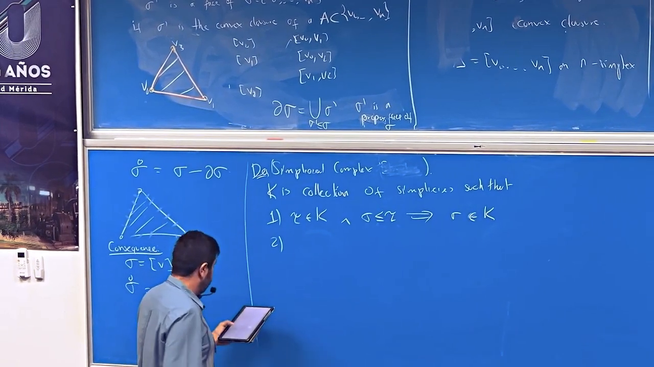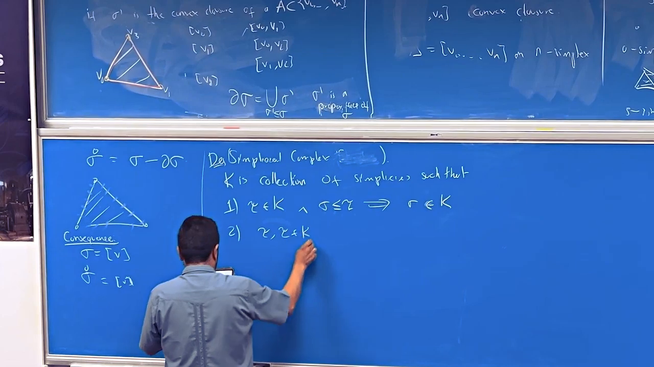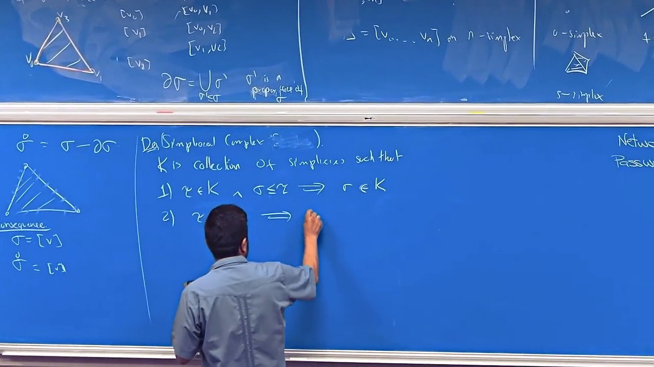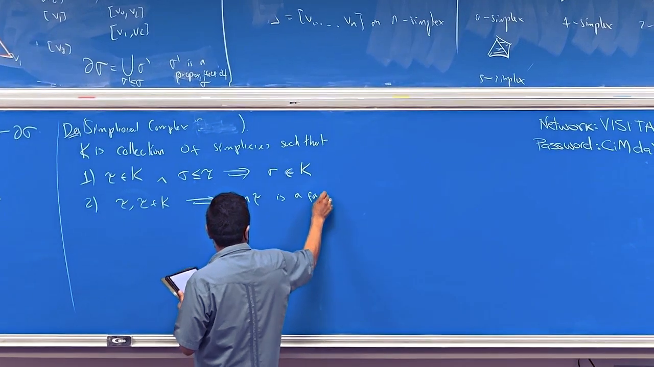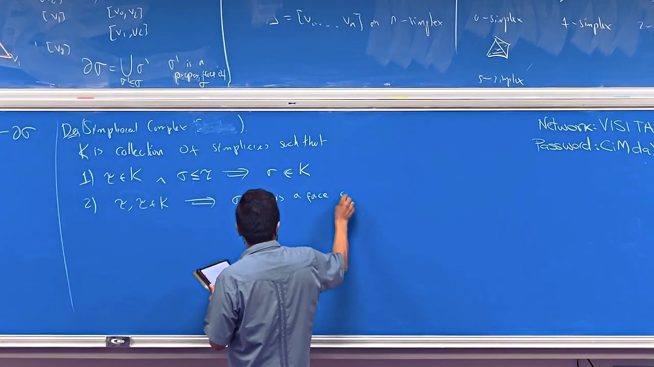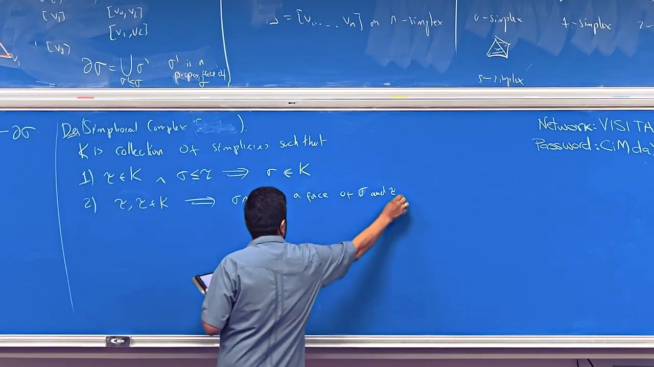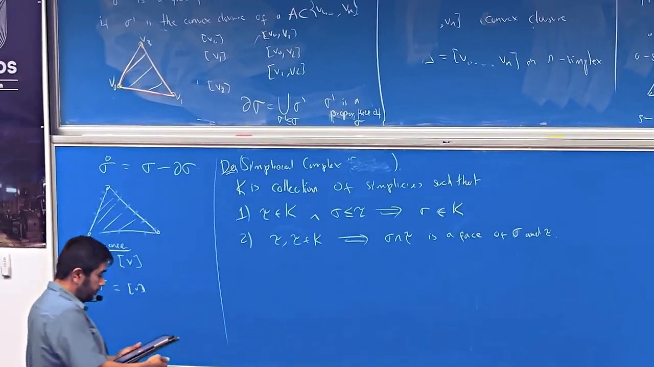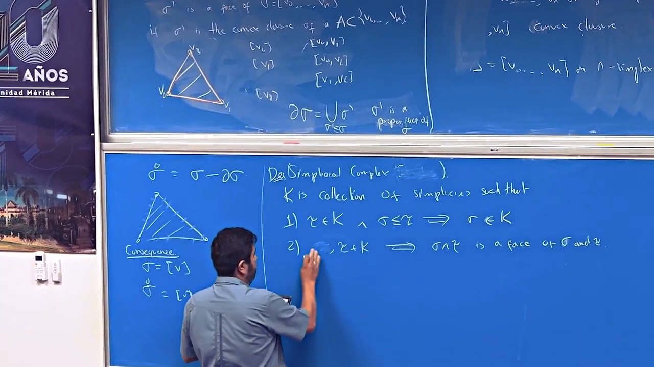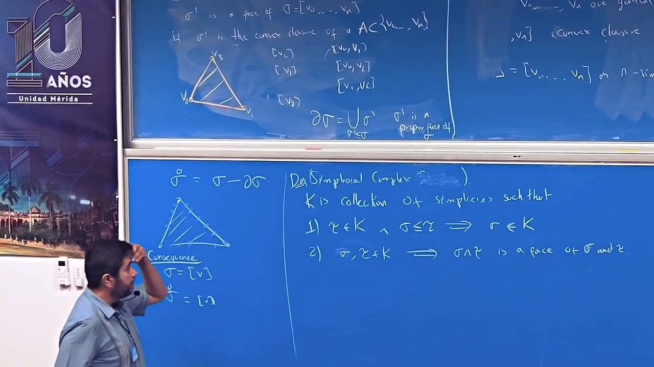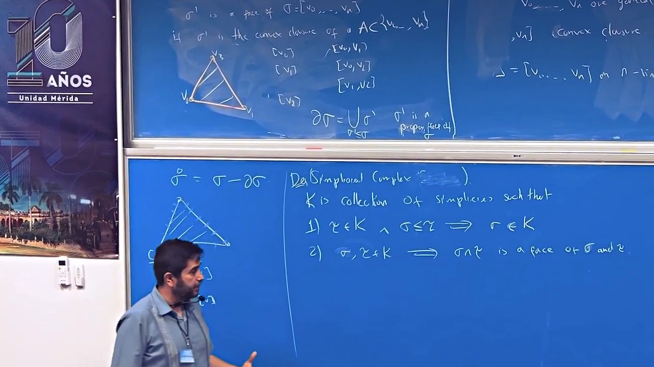And two, that if you have two simplices, that implies that sigma intersection tau is a face. It's a face of sigma and tau. So this is the basis of being a simplicial complex.